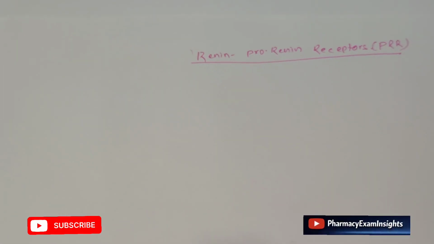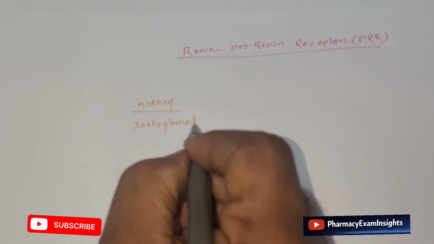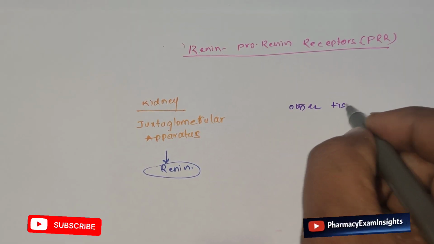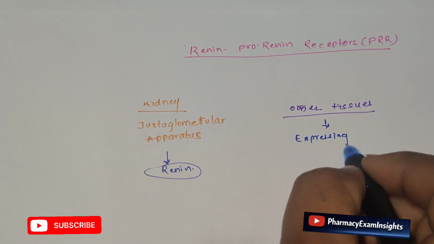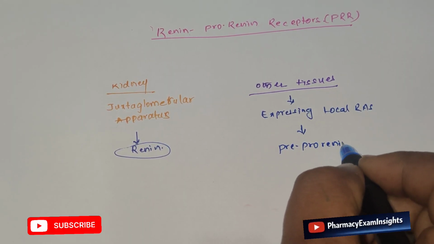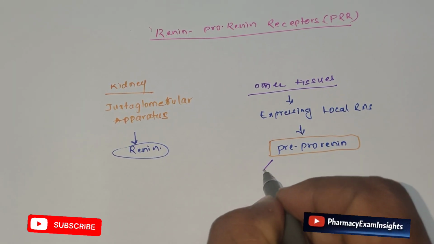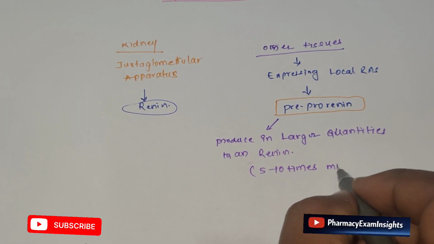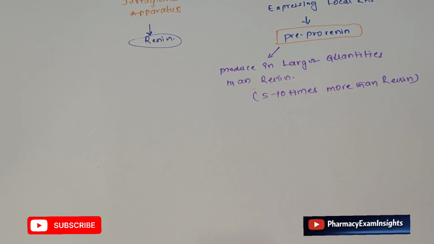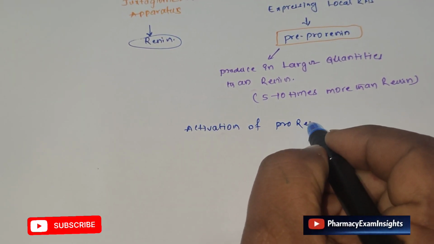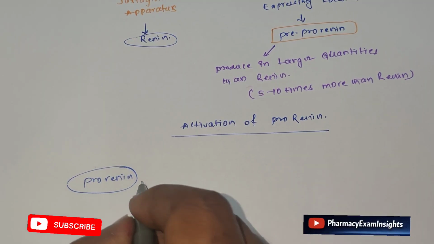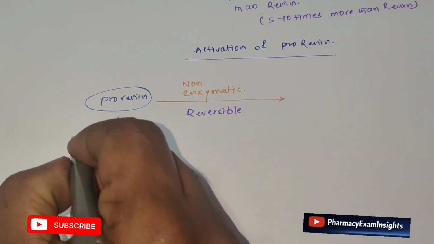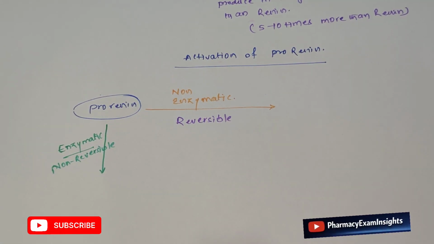In the kidney, juxtaglomerular apparatus produces the renin enzyme. The other tissues which are expressing local renin angiotensin system will produce preprorenin. This is produced in larger quantities than renin, like 5 to 10 times more than renin enzyme. The activation of prorenin takes place in two types. One is non-enzymatic, which is a reversible action. And second one is enzymatic, which is a non-reversible action.